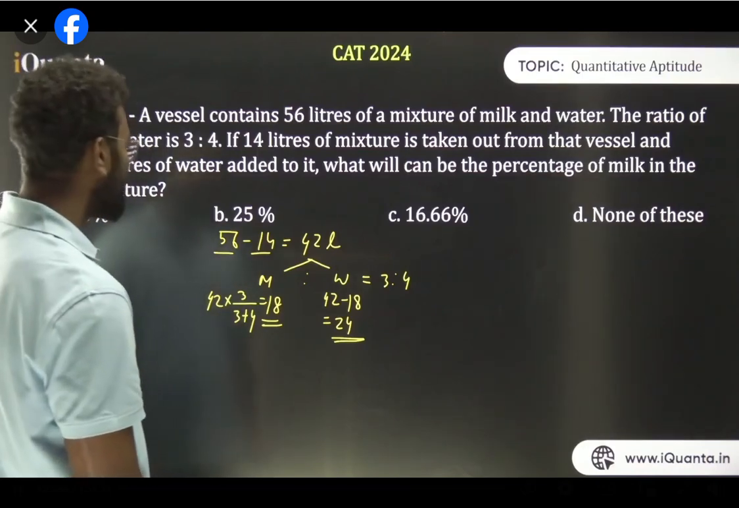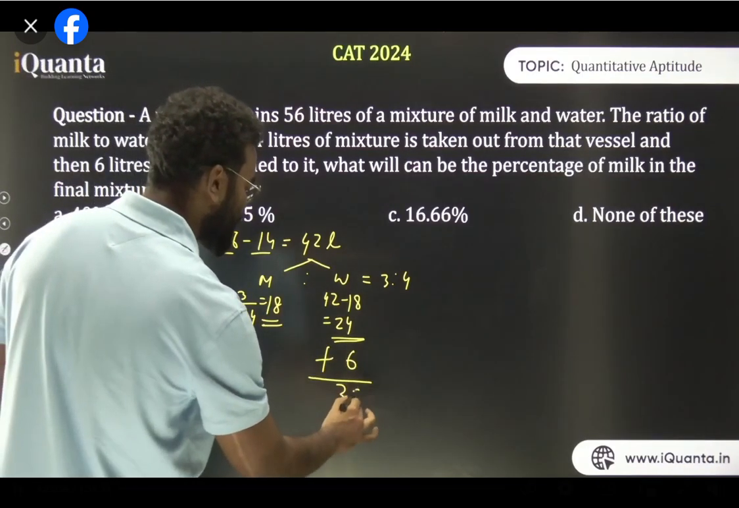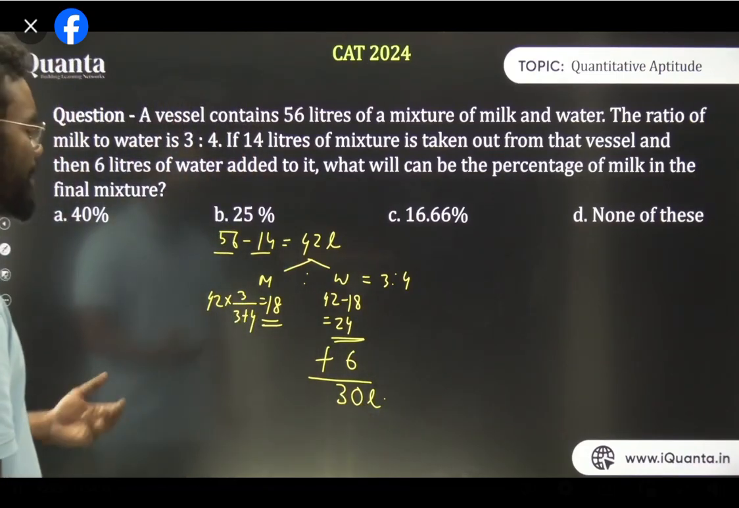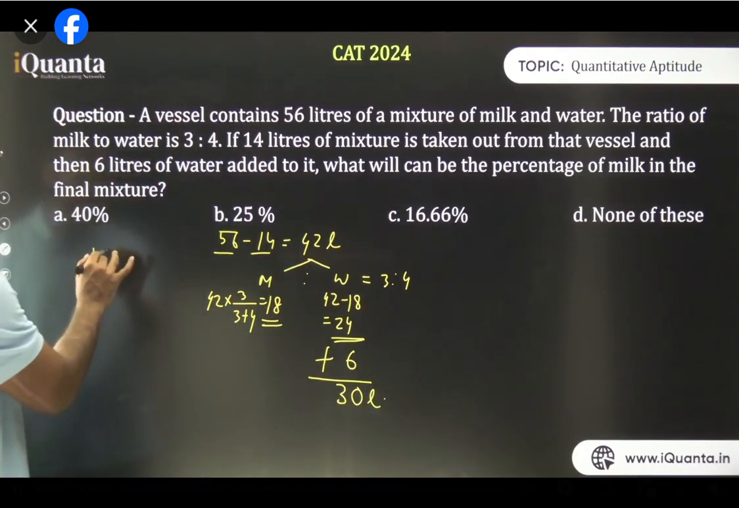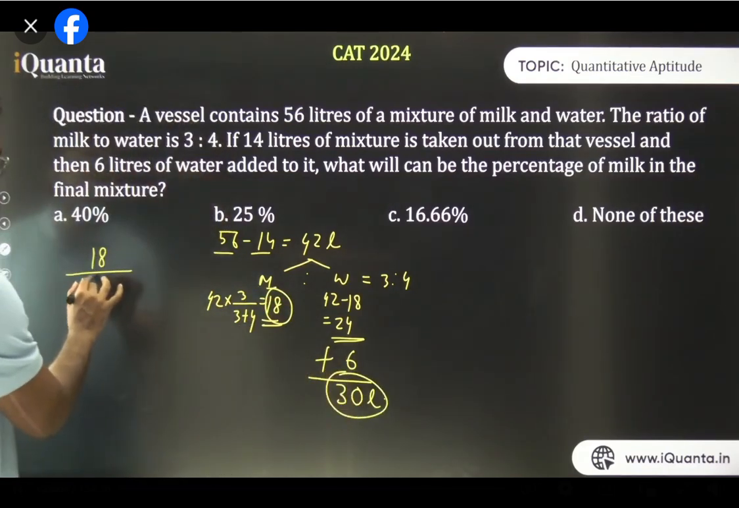Now what has been done is basically 6 liters of water added. How much water was added? 6 liters. So what's the total amount of water? 30 liters. Now the question is the percentage of milk in the final solution or mixture. So what is the amount of milk? 18. What's the total amount of solution? That is 18 plus 30.